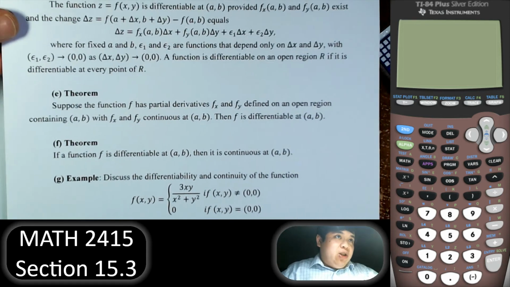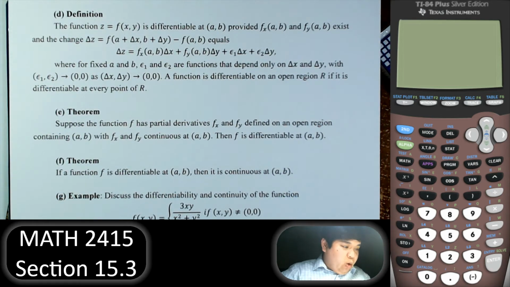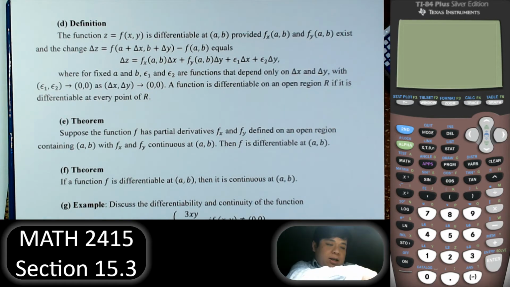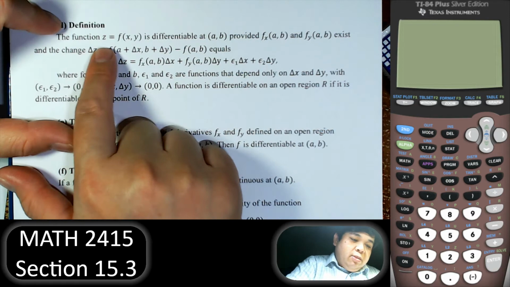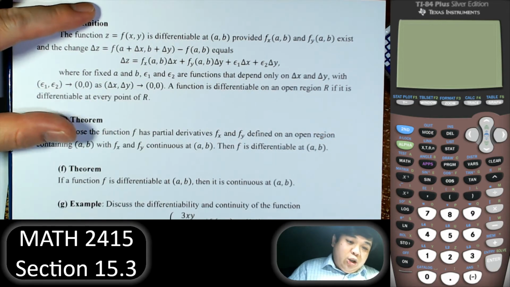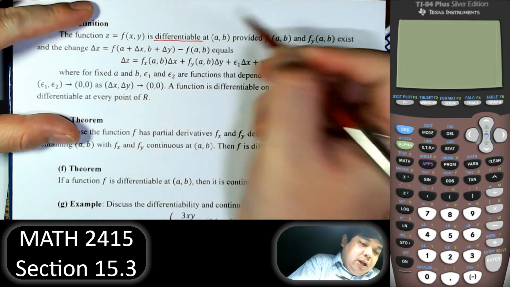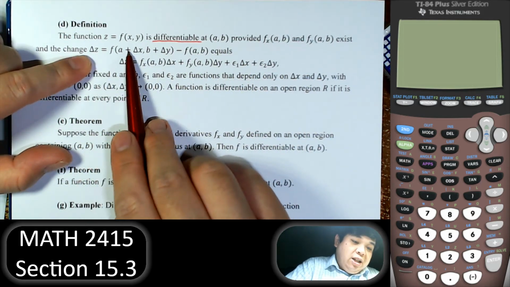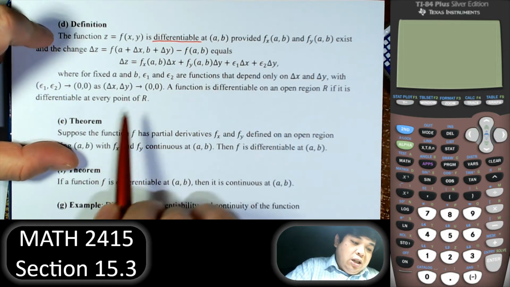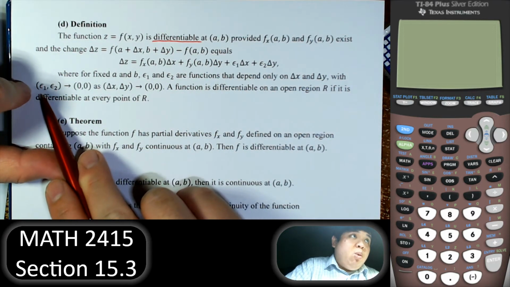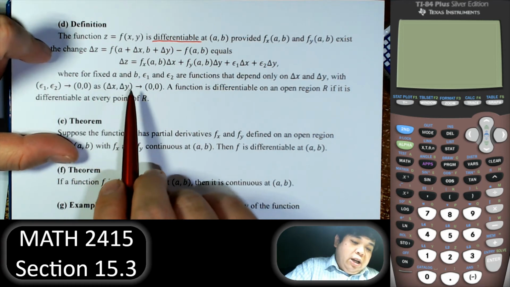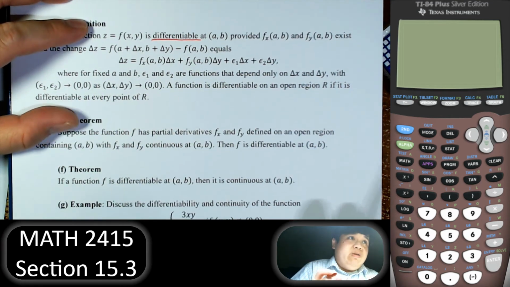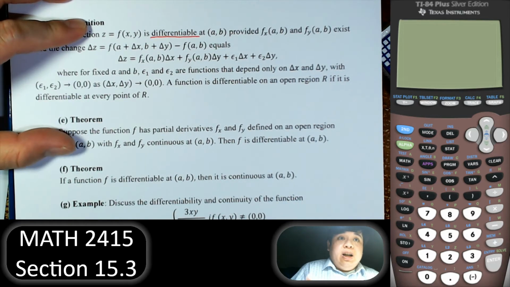Now a little more advanced here, but I'm not going to focus too much on this. Say the function of two variables is said to be differentiable if it satisfies this condition: the change dz is given by that, equal to this, where epsilon 1 and epsilon 2 go to 0, 0 as delta x and delta y go to 0. And of course, like I said, this is a little more advanced. We're not going to focus much on this.